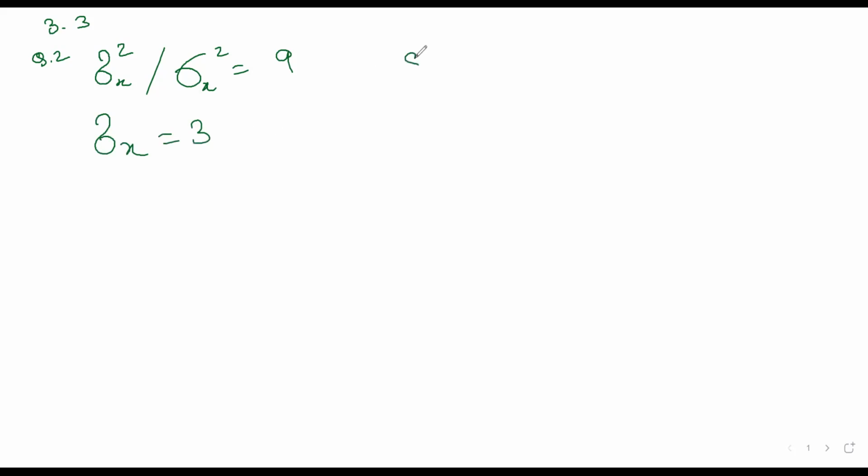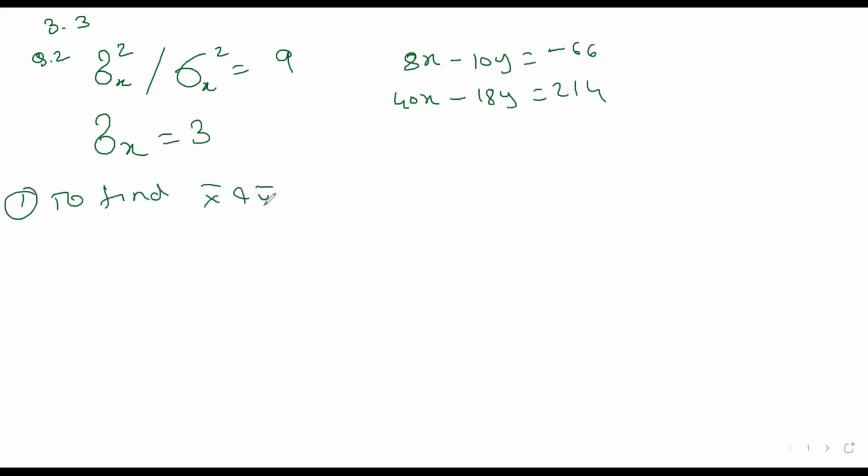Then the regression equations are 8x minus 10y = minus 66 and 40x minus 18y = 214. Find, on the basis of the above information, the mean values of x and y. I should find out the mean of x and y. That is, I should solve these two equations simultaneously to find bar x and bar y.